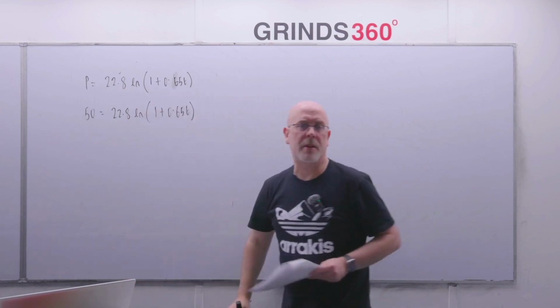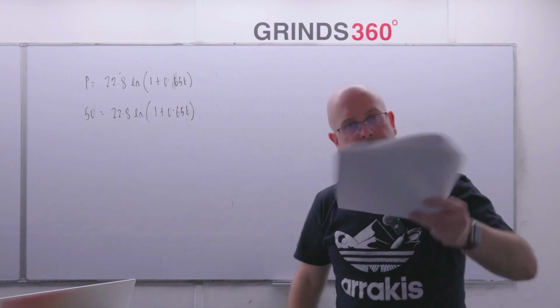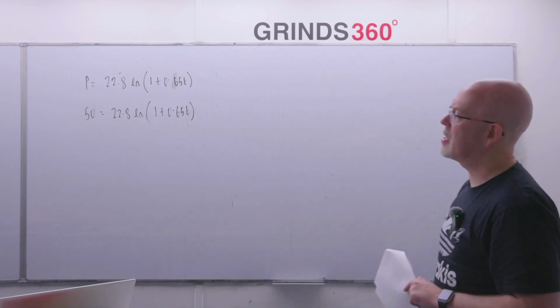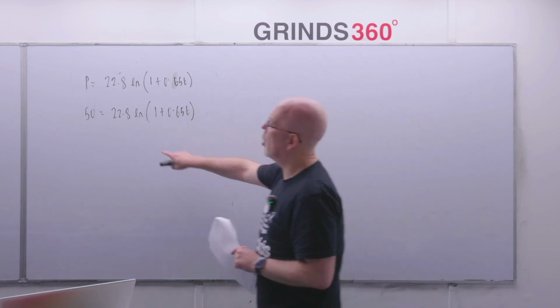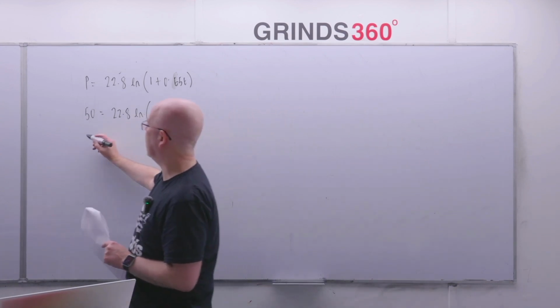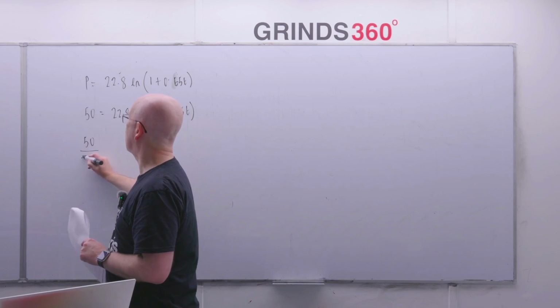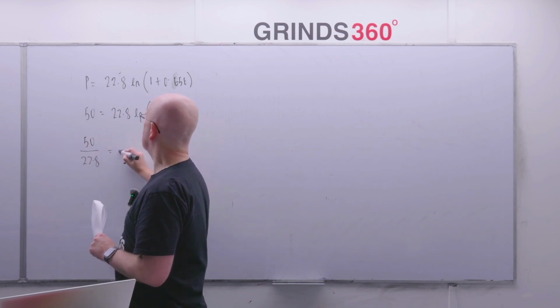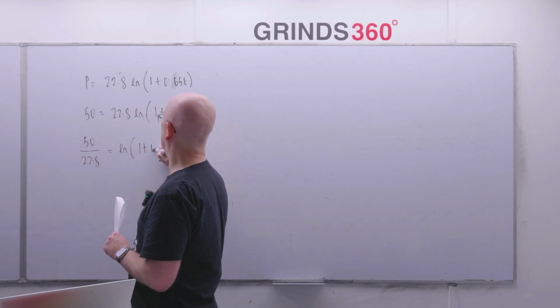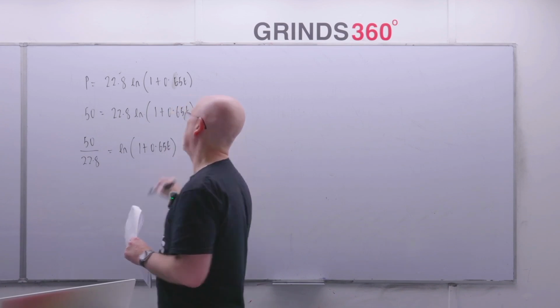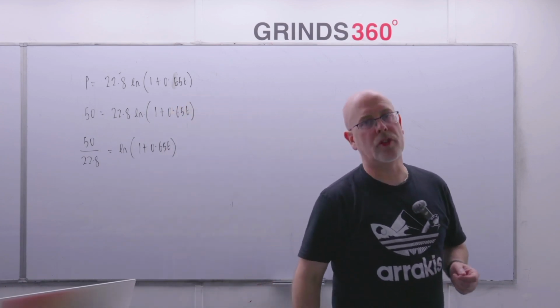Right? So P is 50 because half the tickets is 50%. We marked in the question that the units for P were percentages, and so half is 50. So if I divide across by this number here, I get 50 over 22.8 is equal to the natural log of 1 plus 0.65t. Now, the question is, how do I get rid of natural log?